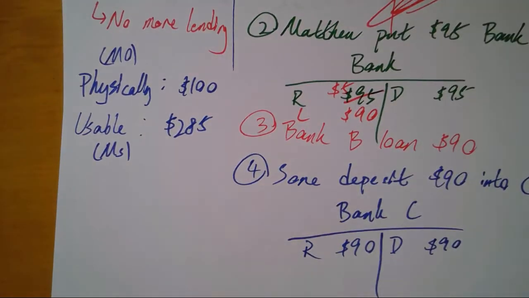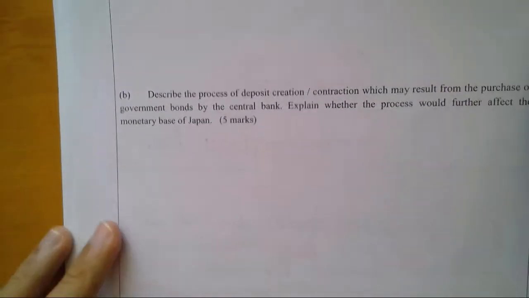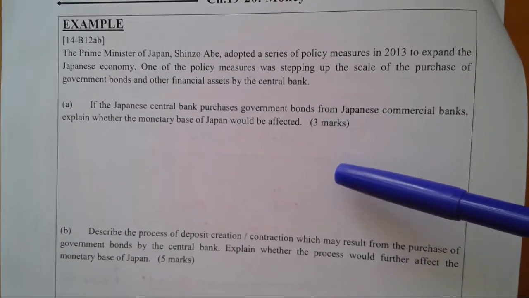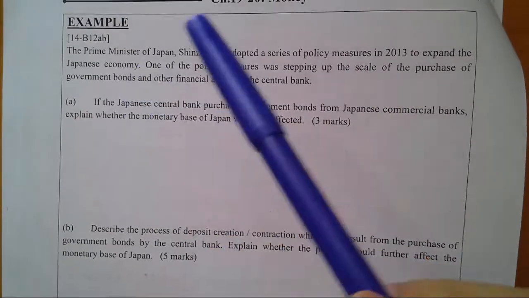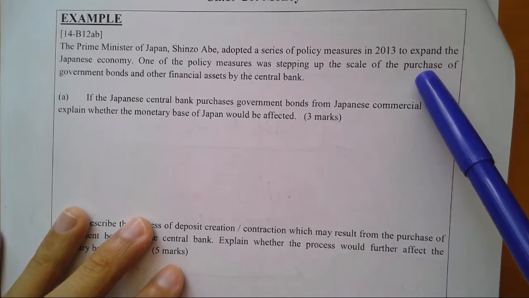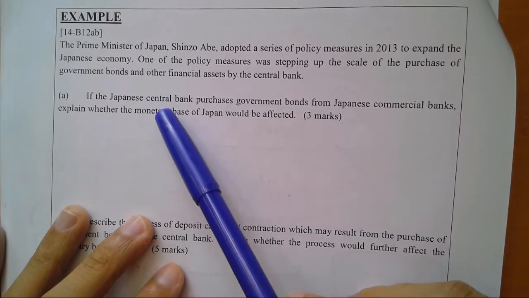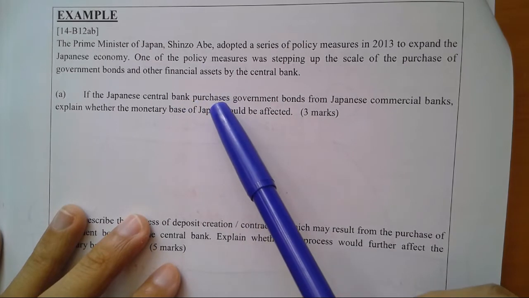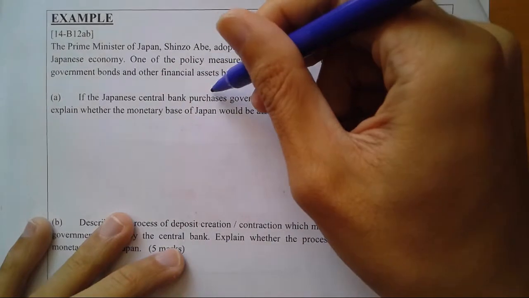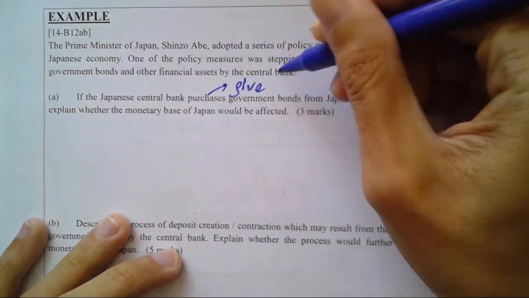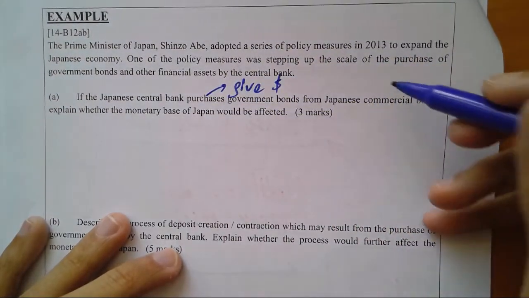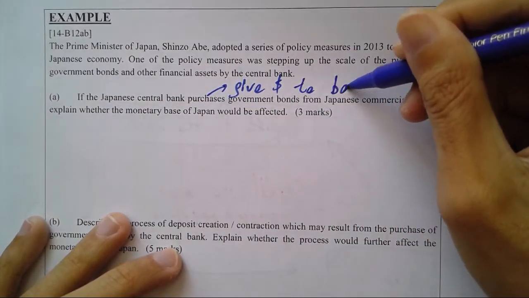好嘛？嗱 here, in fact, in DSE, even without mathematics, they can have a question on that. Now here, the Prime Minister, okay, here, one policy was to step up the measure of a scale of purchase of government bond. Now, let's see. If Japanese central bank purchase government bond from commercial banks, okay, now remember, purchase meaning give money to whom? Now, central bank give money to commercial banks, to banks.